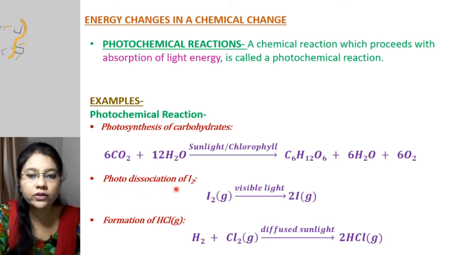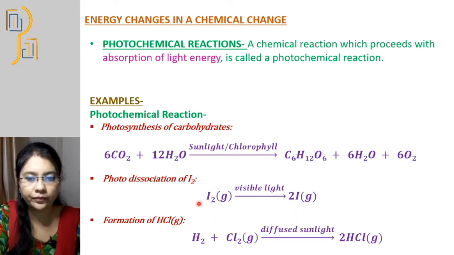Similarly, photodissociation of I2 or iodine will require the absorption of light. So I2 in the presence of visible light will form 2I. It is basically a dissociation reaction. Also, formation of HCl gas. When H2 reacts with Cl2 gas, in the presence of diffuse light, it forms 2HCl. Now here you remember, this is not direct sunlight, it is diffuse sunlight.